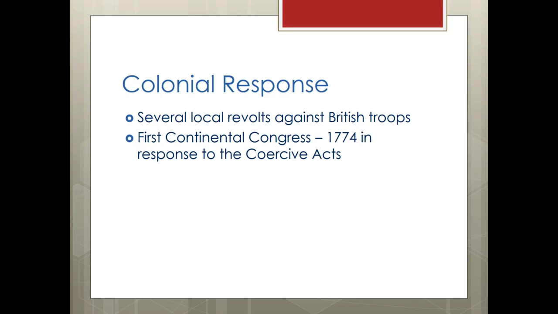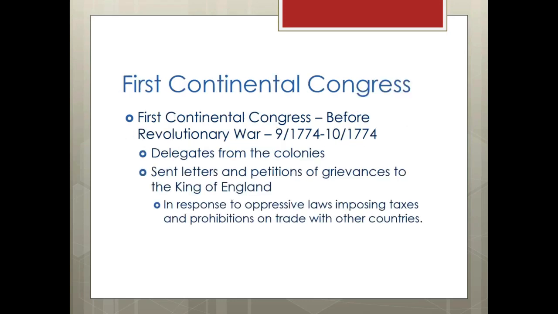And soon thereafter, the colonists in 1774 realized that they needed to convene their first Continental Congress to respond to Britain's Coercive Acts. The First Continental Congress convened from September to October of 1774. There were delegates from the colonies, and these delegates drafted a letter and sent it to the king. The letter contained the grievances that they had against the King of England because of the oppressive laws that had been imposed and the prohibitions on trade with other countries by the blockade.